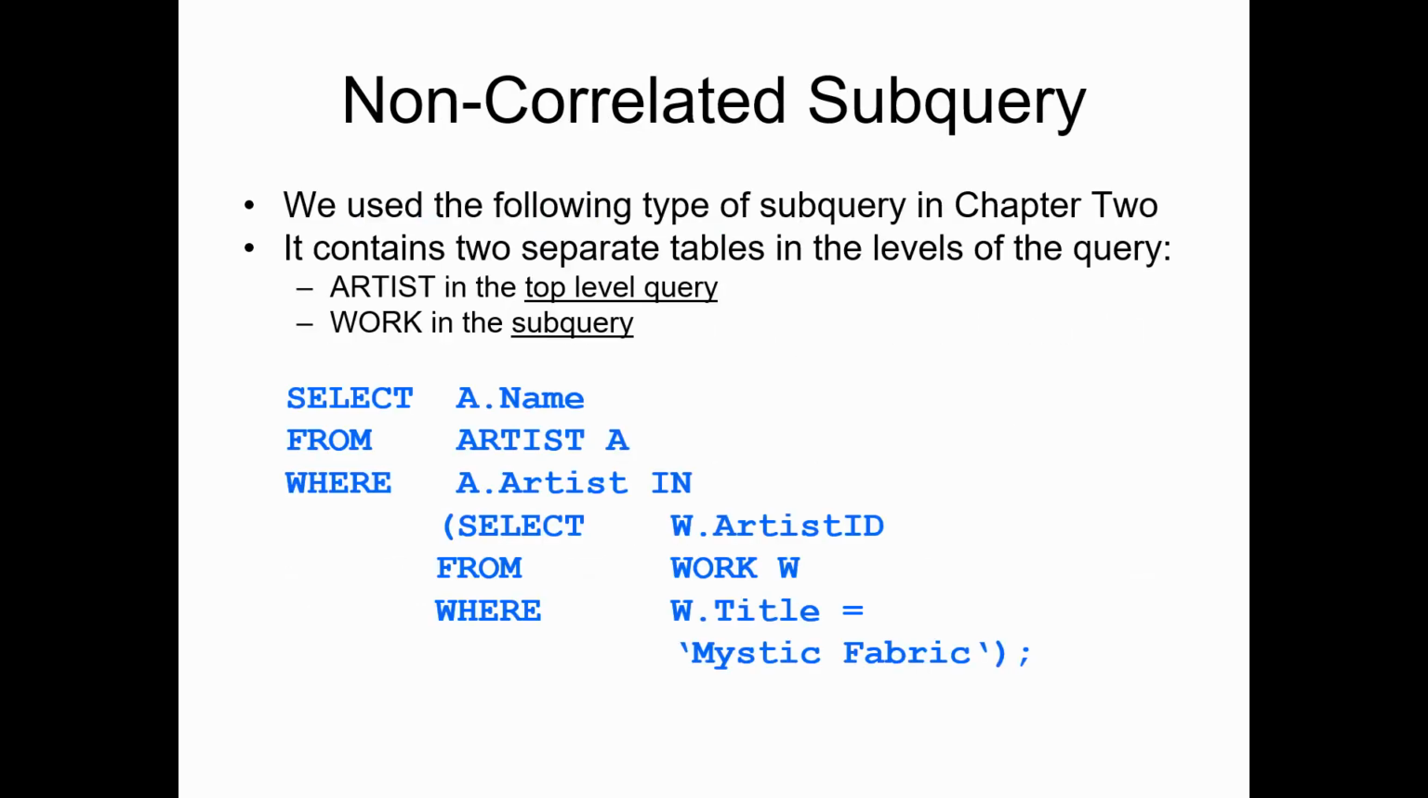This slide shows the subquery that we used in a previous session in the example of the Viewridge Gallery small business. This subquery contains two separate tables in the levels of the query. The artist is in the top level query while work is in the subquery, as shown in the code.